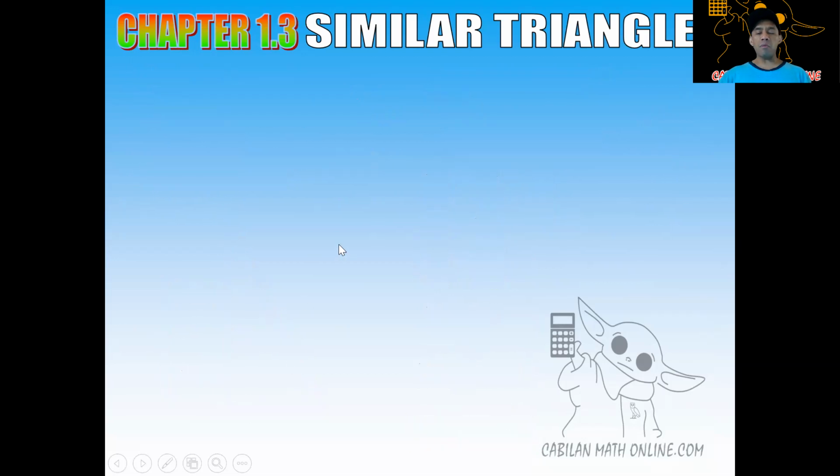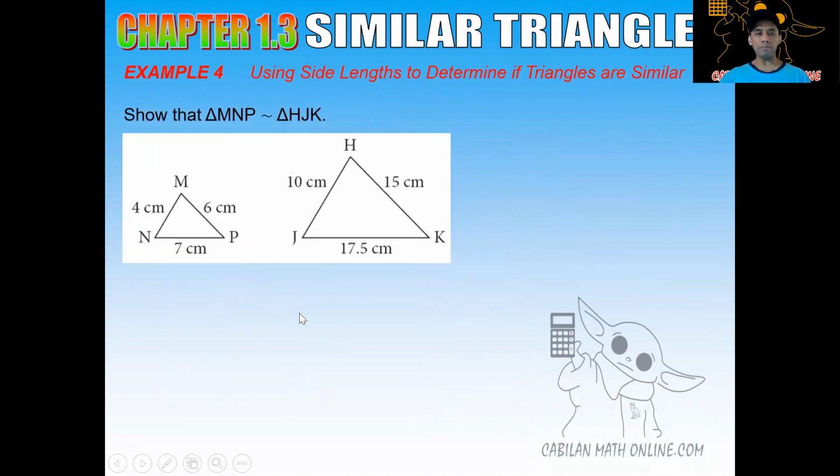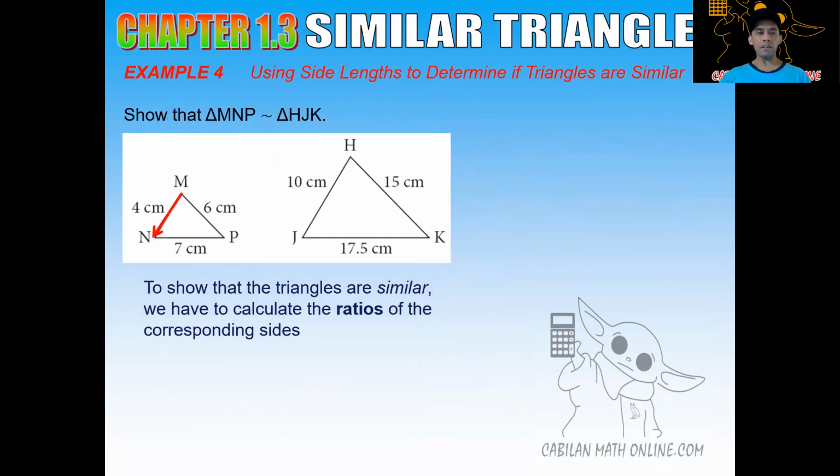All right, the last thing we want to do, we just want to do a proof that two triangles are indeed similar. So it says here, show that triangle MNP is similar to HJK. So what we're going to do here, we're going to match up the corresponding sides first. Starting off with M to N. So you can see M to N is similar to H to J. And we have N to P, which is similar to J to K. And last but not least, we have P to M, which is similar to K to M.